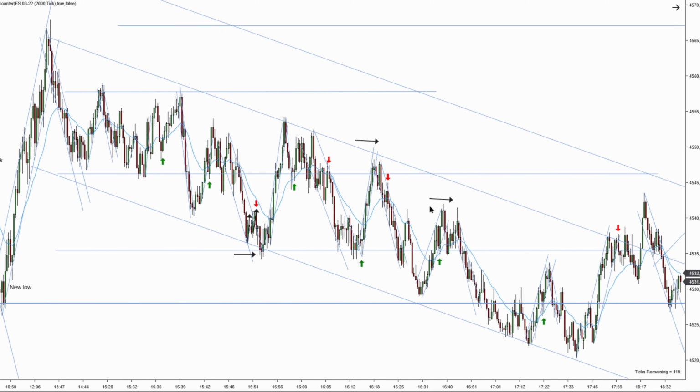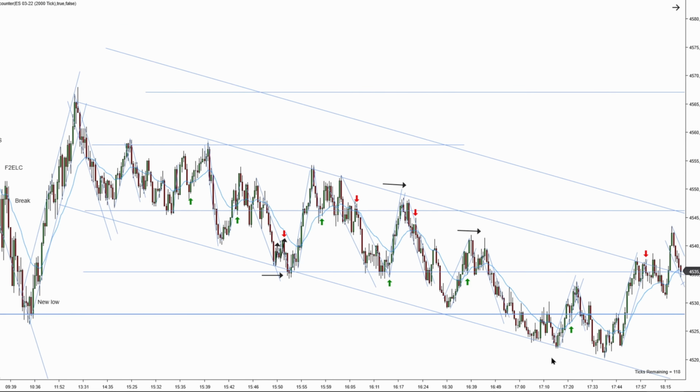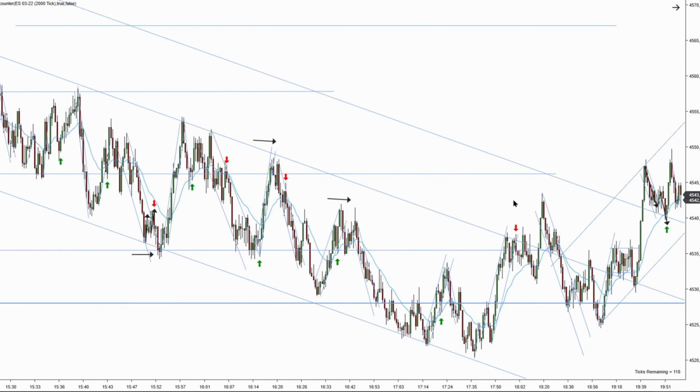Every failed second entry long from the top you want to sell, and every failed second entry short from the bottom you want to buy, because it goes against common sense. When you're going from the bottom, you want to stop shorting. When you're coming from the top, you want to stop going long.